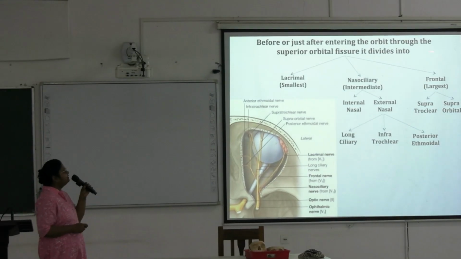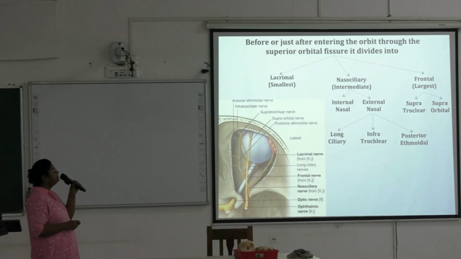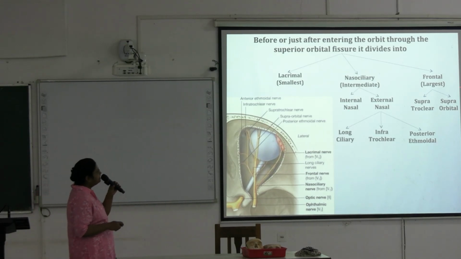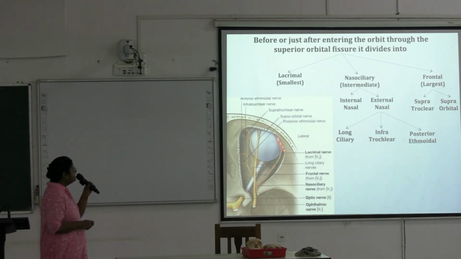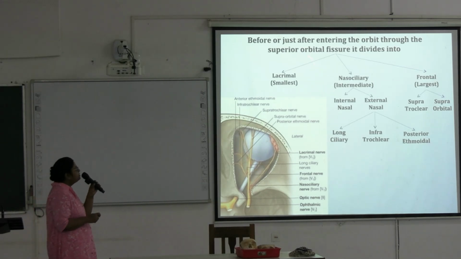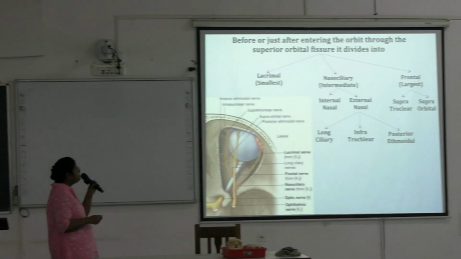Next. Before or just after entering the orbit through the superior orbital fissure, it divides into these three divisions: lacrimal, nasociliary and frontal. Okay, see here, this one is lacrimal, this is frontal, and here is the nasociliary going. Lacrimal is going to supply the lacrimal gland. Frontal is dividing into two branches, supraorbital and supratrochlear, and the nasociliary has other different branches we will discuss. So lacrimal is the smallest, okay.